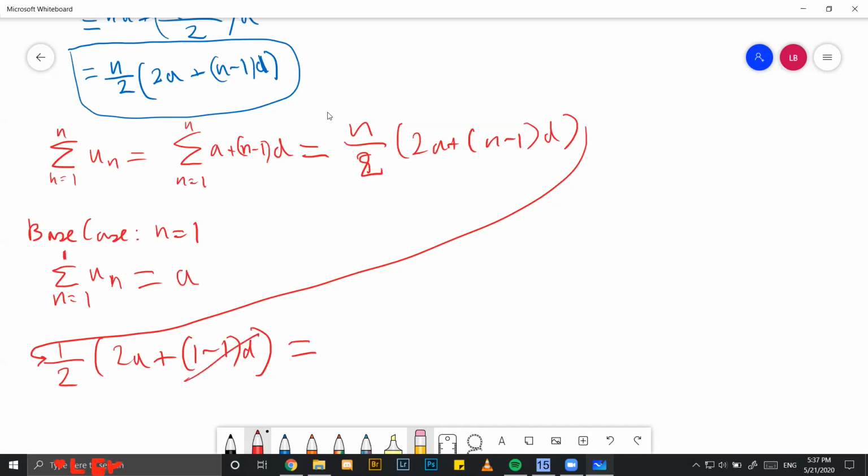And the 1 over 2 times the 2a inside over here just gives me a. So note that this is true. So you write a quick statement saying the base case is true, because these two are the same thing. The sum is a, and our formula also works, and it's a.